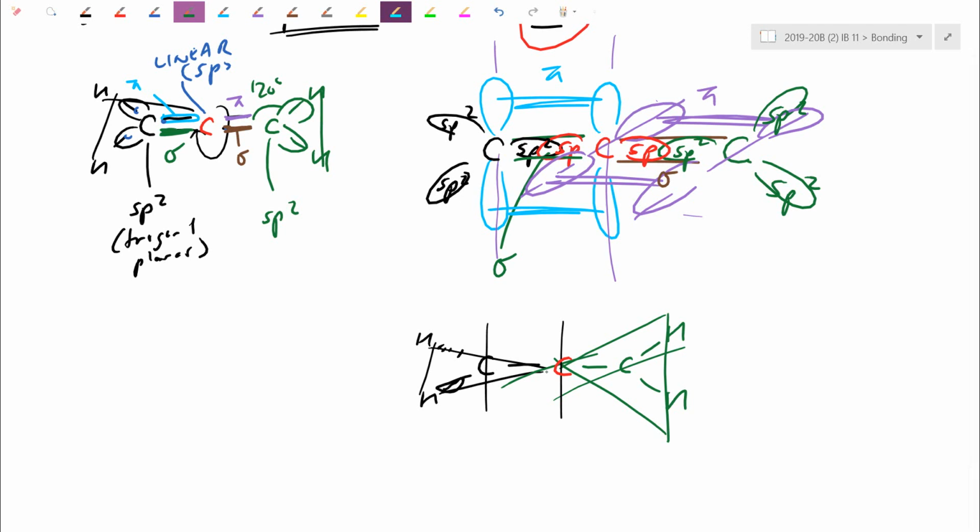Right? So practice a little bit of hybridizing, practice a little bit of defining sigma and pi bonding, and we'll go from there.